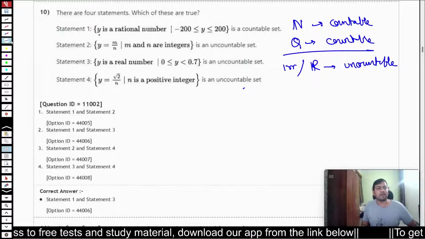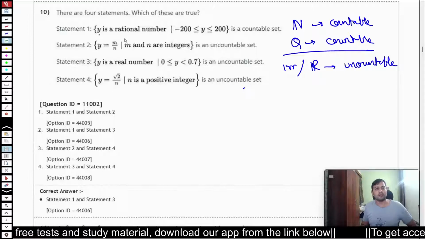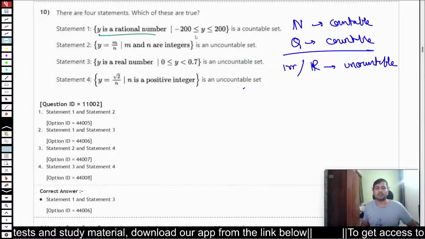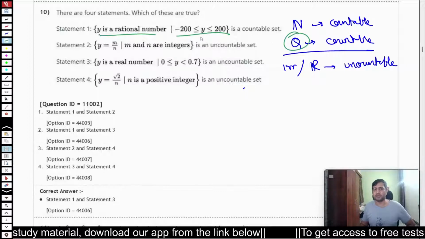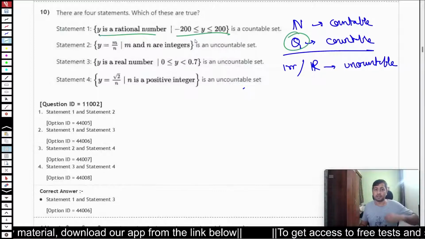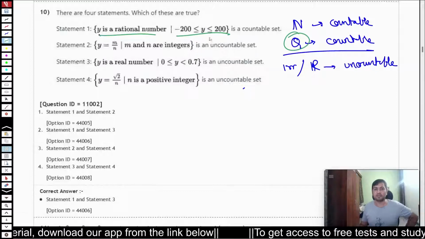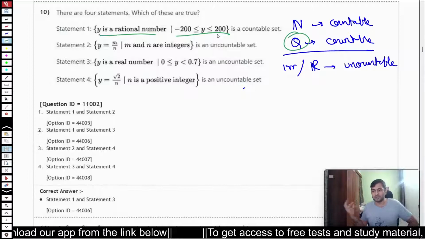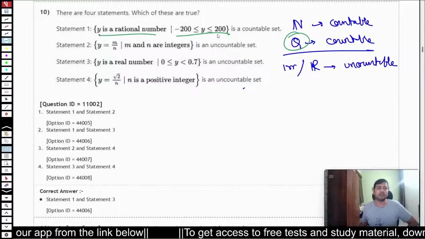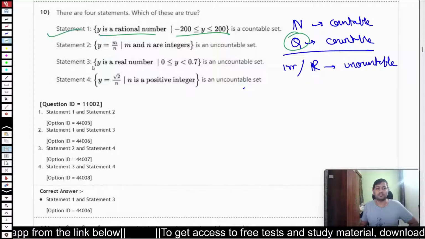Now the first thing, y is a rational number. So the set, so ये तो rational numbers का subset हो गया. So all the rational numbers, ठीक है, in minus 200 से 200 is a subset of a countable set. So a subset of a countable set will be countable. ठीक है. So statement 1 is true.